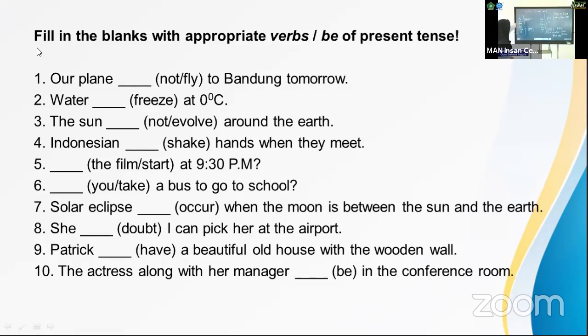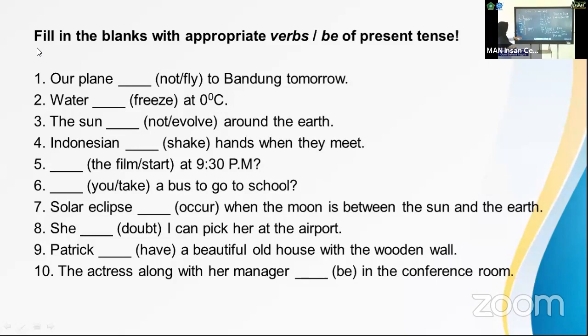Kalau subjeknya I, you, we, they, ini menggunakan have. Tapi kalau subjeknya itu he, she, it, termasuknya Patrick. Patrick belongs to he for the subject pronoun, atau kata ganti subjeknya itu adalah he. Jadi dia harus menggunakan has. Patrick has a beautiful old house with the wooden wall.